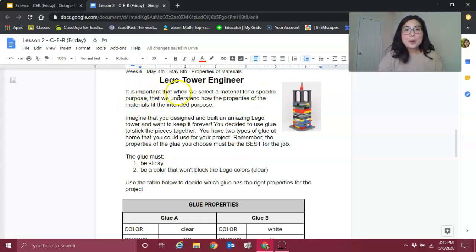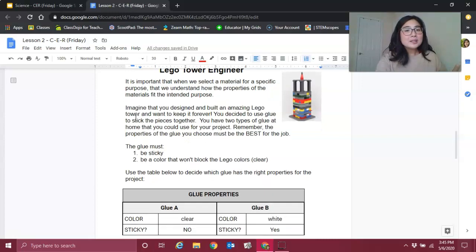It is important that when we select a material for a specific purpose, that we understand how the properties of the materials fit the intended purpose. Now, imagine that you designed and built an amazing Lego tower and want to keep it forever. You decided to use glue to stick the pieces together. You have two types of glue at home that you could use for your project. Remember, the properties of the glue you choose must be the best for the job.